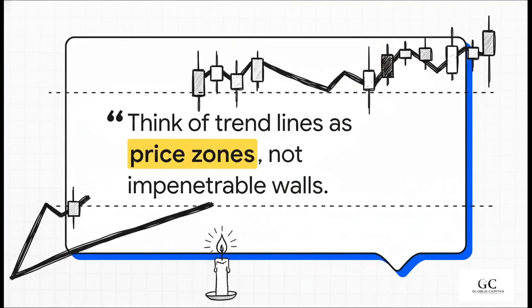And this leads to a huge mental shift. You have to stop thinking of your trend line as a brick wall. It's more like a zone of interest, a riverbank. The water might splash over the edge for a second. That's a wick poking through. But what really matters is where the river is actually flowing. That's where the candle closes. If it closes back on the right side of the line, your trend is still intact.